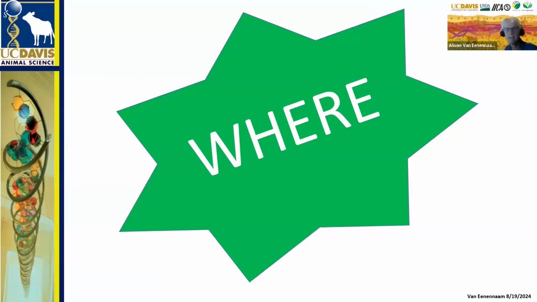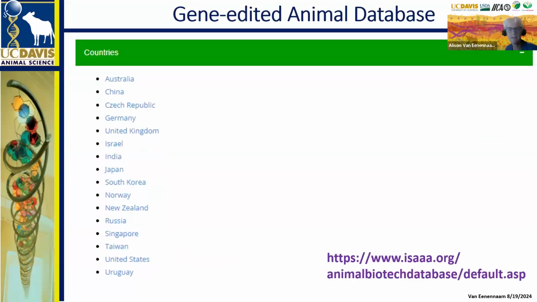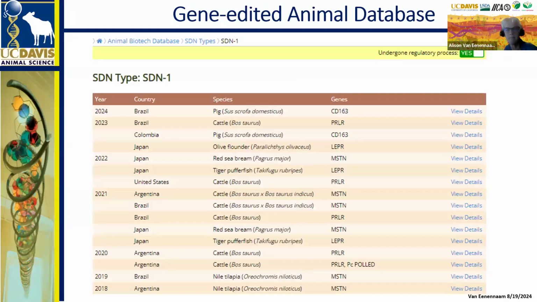And so where are these animals being produced? And this is kind of a breakdown of the different countries that are the primary author of the peer-reviewed publications that we reviewed in this ESFA publication. And you can see the breakdown here with China being a very dominant player in this particular field, but you can have a look at your particular country there. And then I think you can also look in the gene edited animal database and have a look at your particular country and at what is happening, if anything, in terms of gene edited animals there.